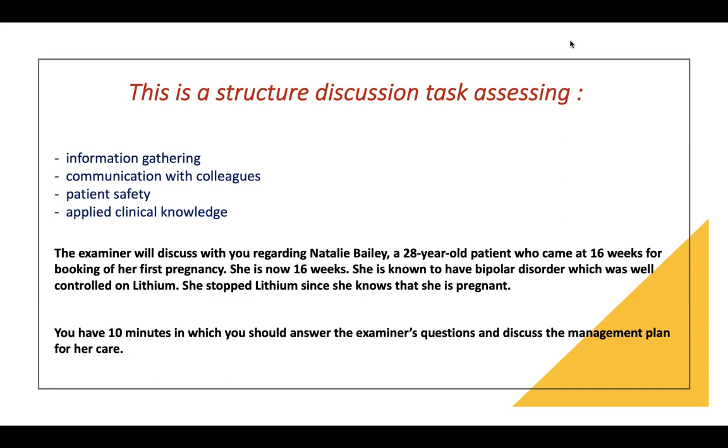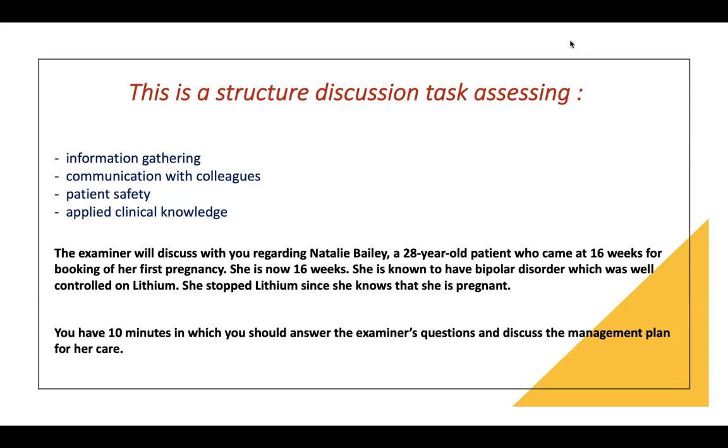So usually in this scenario, the examiner will ask you questions regarding the history, regarding how you will manage her antenatal care, intrapartum and postnatal period. And also the examiner may discuss with you regarding the lithium, because it's a kind of medication which sometimes has some concerns if we use it in a pregnant lady. So you should be aware about the benefits and risks of using lithium in a pregnant lady.